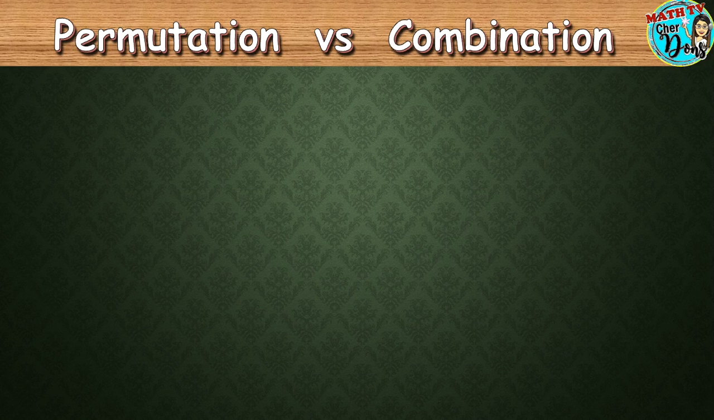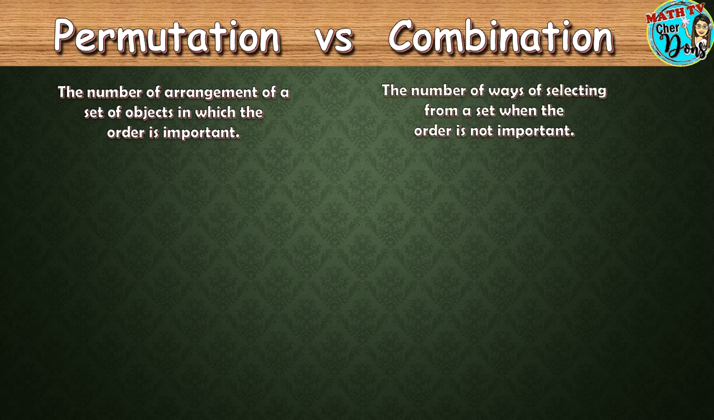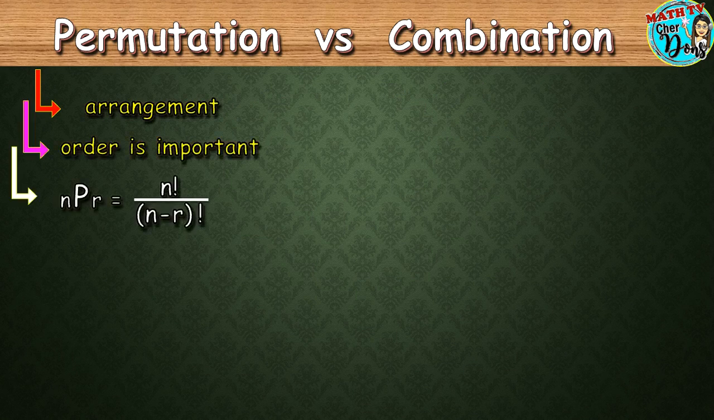Let us proceed. Permutation: the number of arrangements of a set of objects in which the order is important. Combination: the number of ways of selecting from a set when the order is not important. To sum it up, for permutation, arrangement, order is important. It is denoted by permutation of n objects taken r at a time is equal to n factorial divided by quantity n minus r factorial.